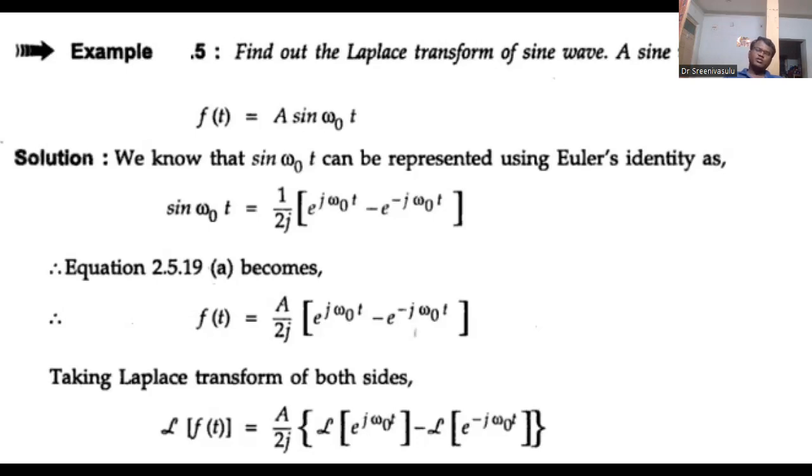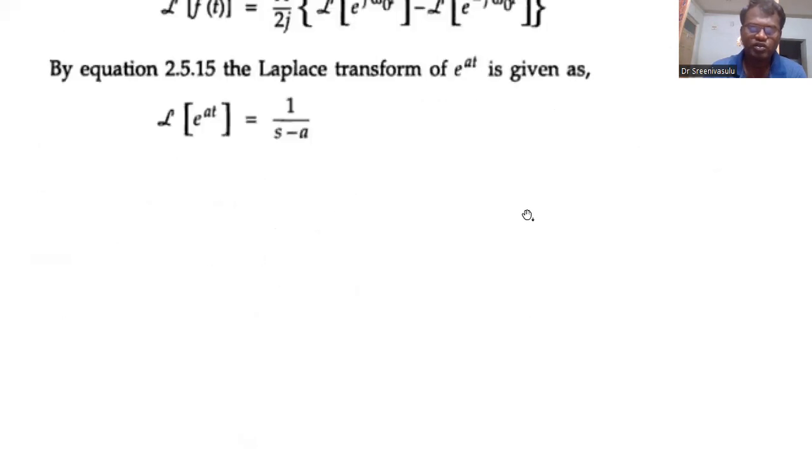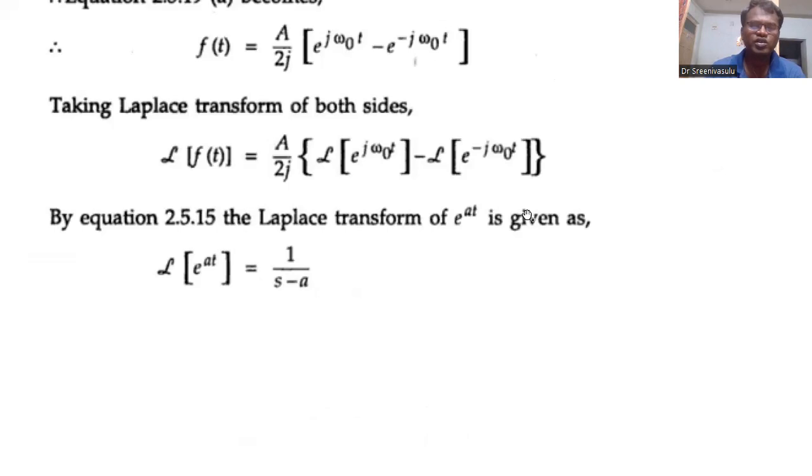Now, if you apply Laplace transform on both sides, the Laplace transform of sin omega naught t is equal to, you can separate these terms, the Laplace transform of e power j omega naught t minus the Laplace transform of e power minus j omega naught t, into u of t also. Already we know the Laplace transform of e power at u of t.